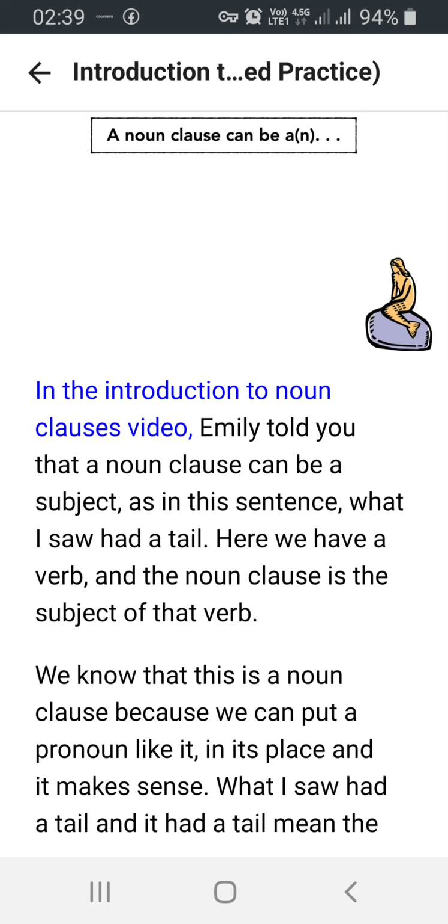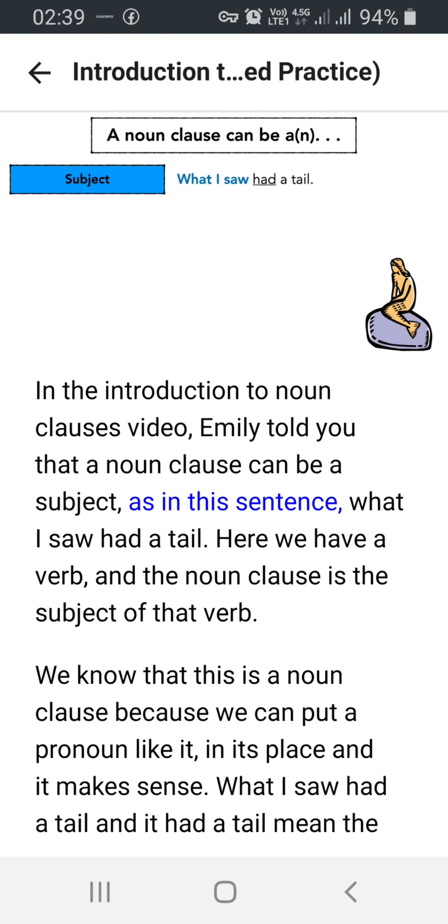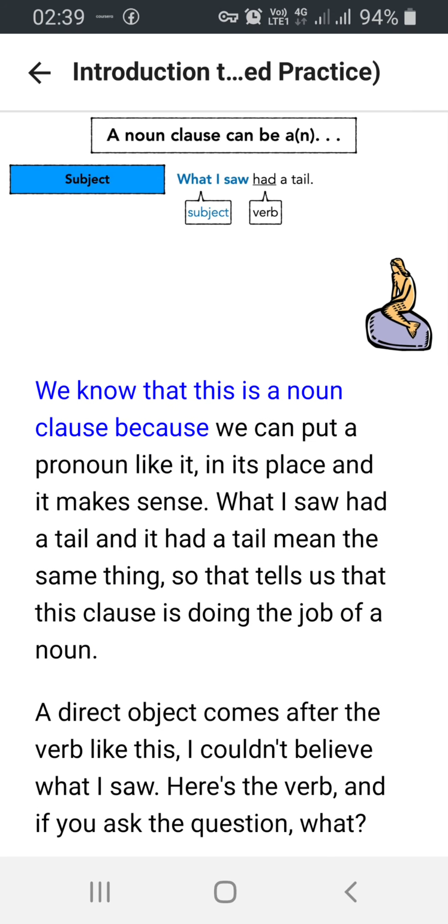In the Introduction to Noun Clauses video, Emily told you that a noun clause can be a subject, as in this sentence, what I saw had a tail. Here we have a verb, and the noun clause is the subject of that verb. We know this is a noun clause because we can put a pronoun like it in its place, and it makes sense. What I saw had a tail and it had a tail mean the same thing. So that tells us that this clause is doing the job of a noun.